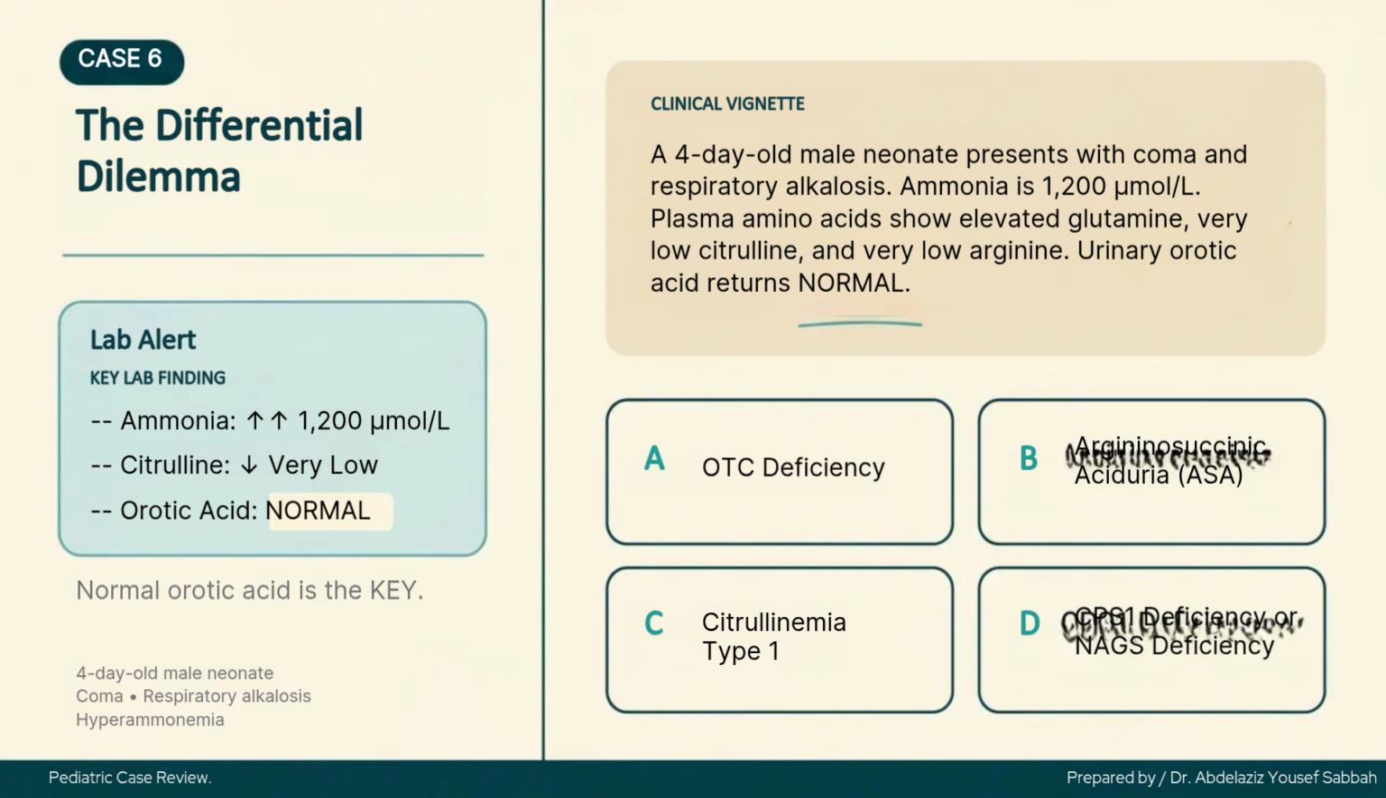A 4-day-old male neonate, comatose, with a respiratory alkalosis and an ammonia of 1,200. Plasma amino acids show high glutamine, very low citrulline, very low arginine, and here's the twist. Urinary orotic acid comes back normal. That normal orotic acid is the key. Given everything, what's the diagnosis?